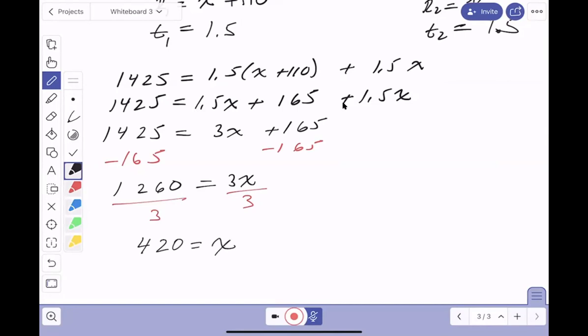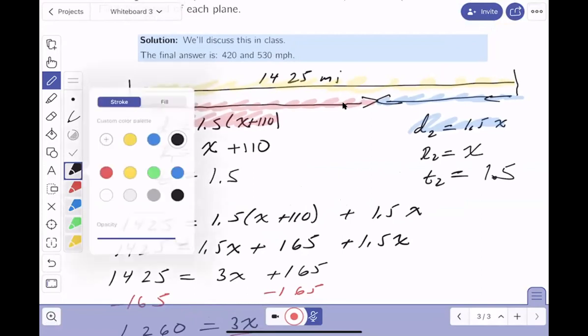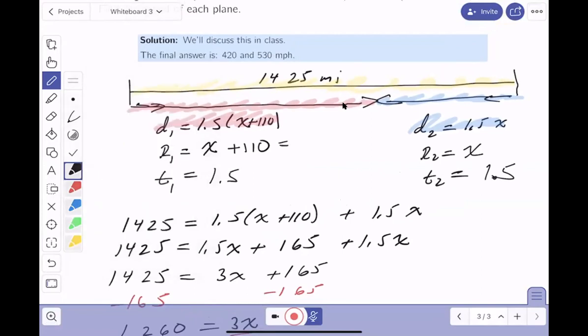Again, I don't even know what x means anymore. I lost track of everything. Well, that's why we put pictures down for you. I know x is 420 though. So what does that mean? Well, if x is 420, this is going to be 420. I'll write that down for you. 420 plus 110. And that would be 530, right? 530 what? Miles per hour. And this would be what? 420 miles per hour. Let's look at the key, see if we got it right. It says 420. I see that, and 530. I see that. All right.